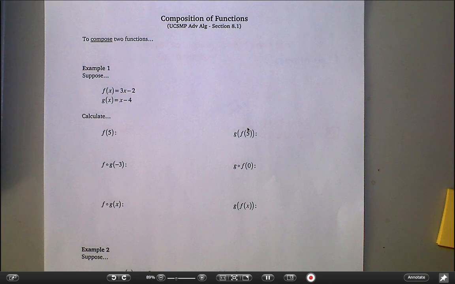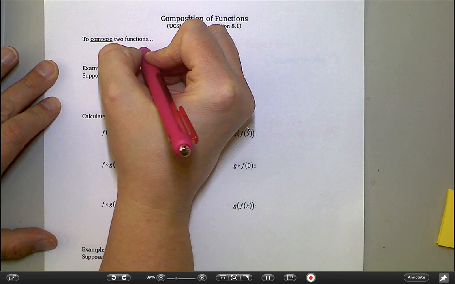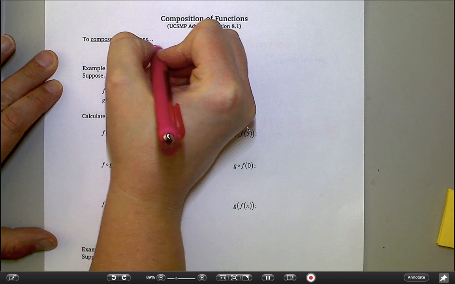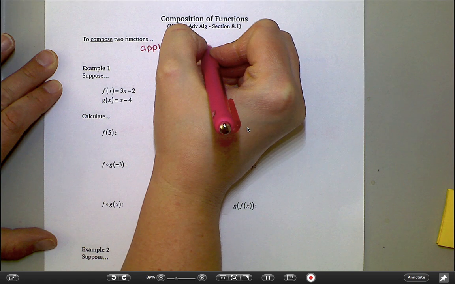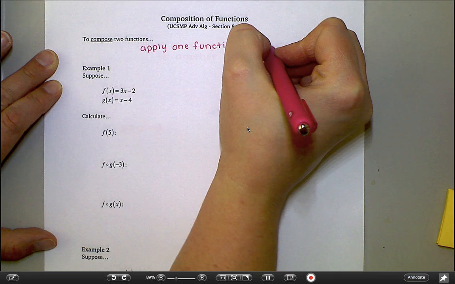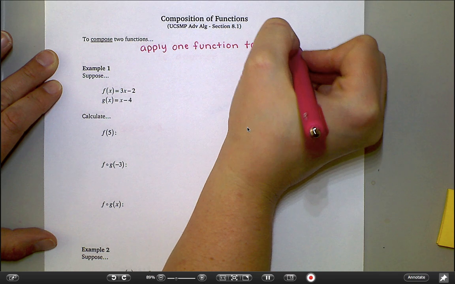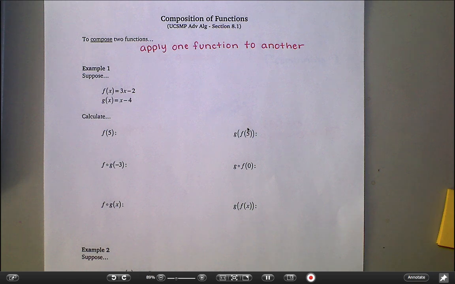If we were together in class, I would probably dive more into the meaning of the word composition. But just know that when I'm talking about composing two functions, really what I'm talking about is applying one function to another. That's what the process of function composition is all about. It's taking the process of one function and applying it to the result of the process of another function.